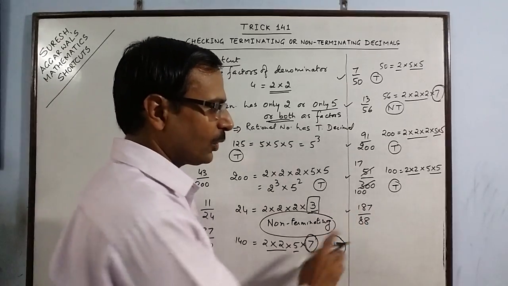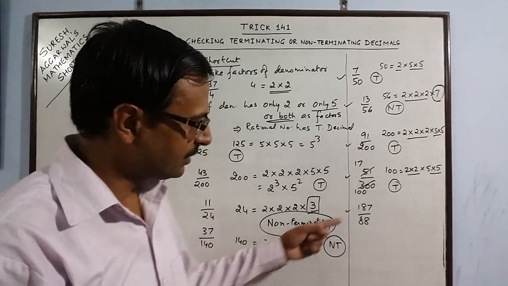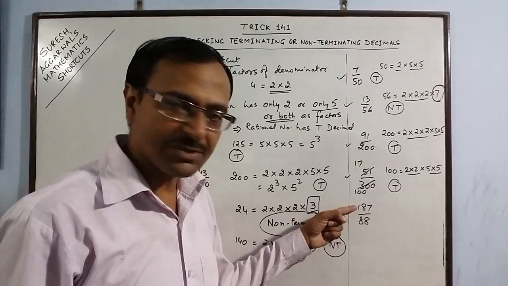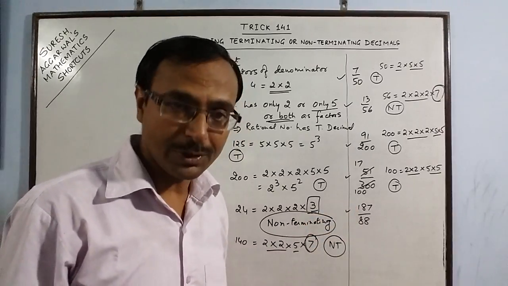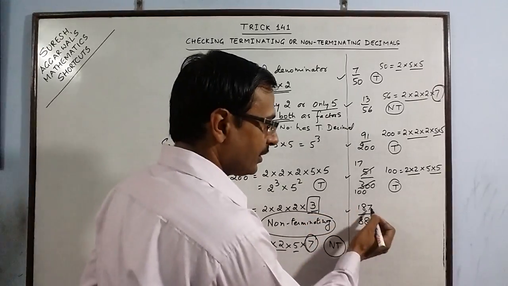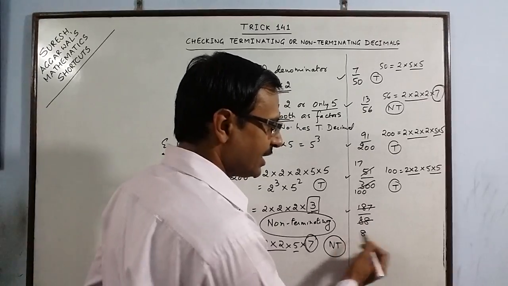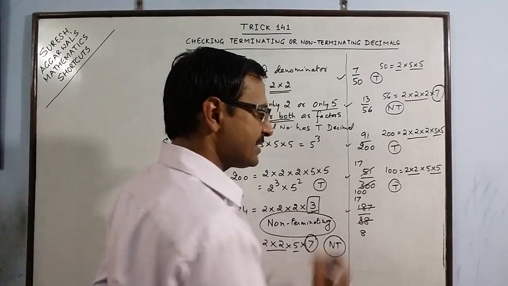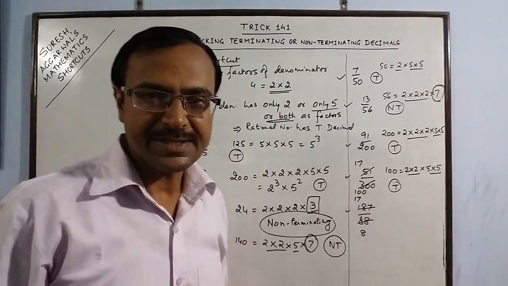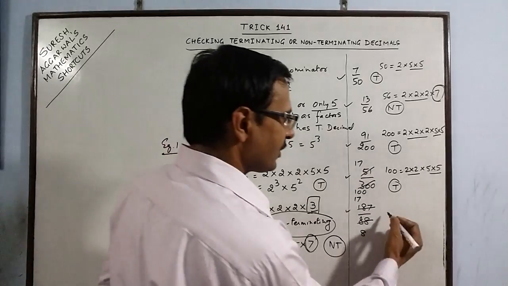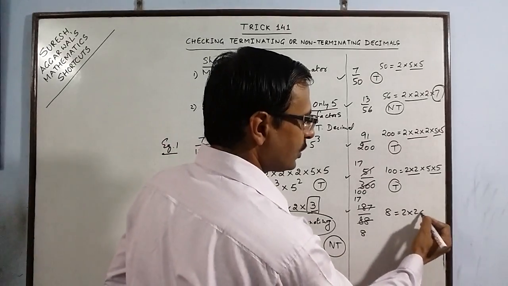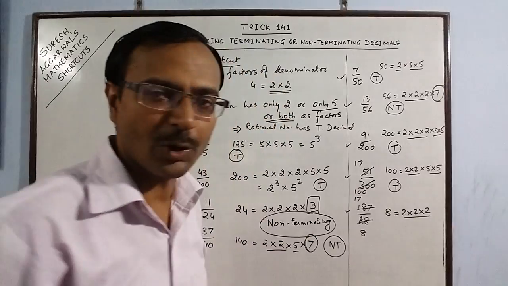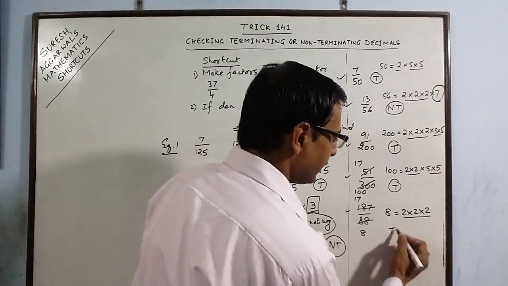Similarly 187 upon 88. Just check. 187 is divisible by 11 and 88 is also divisible by 11. So we can cancel out 11 as the common factor. 11 8s are 88. 11 17s are 187. Now make factors of the denominator. 8 can be expressed as 2 into 2 into 2. So only 2s in the denominator. So it has a terminating decimal.